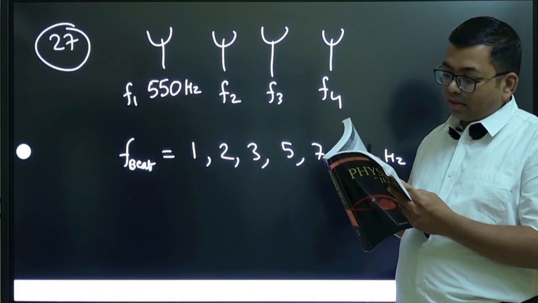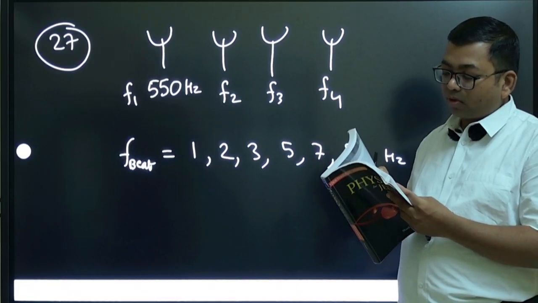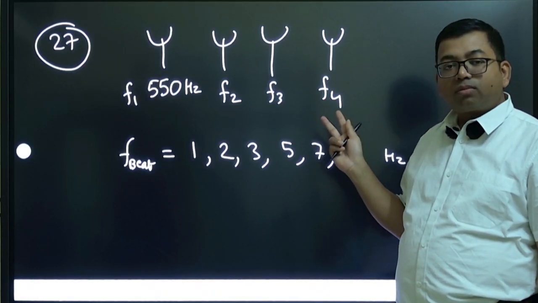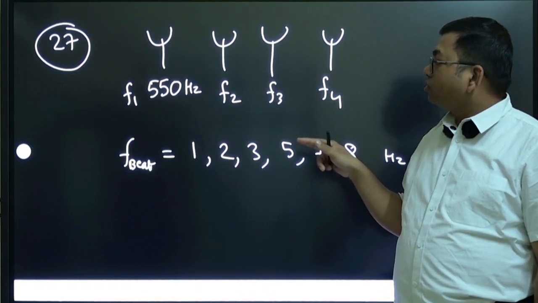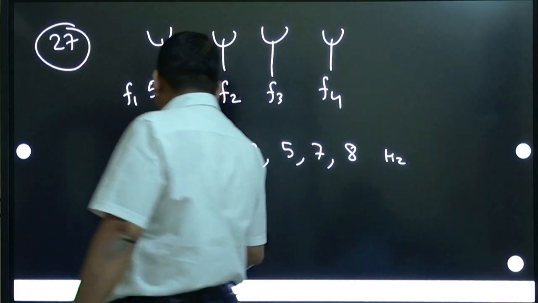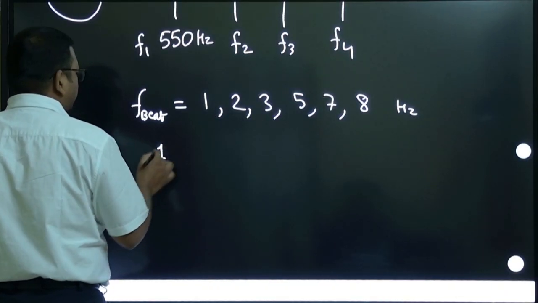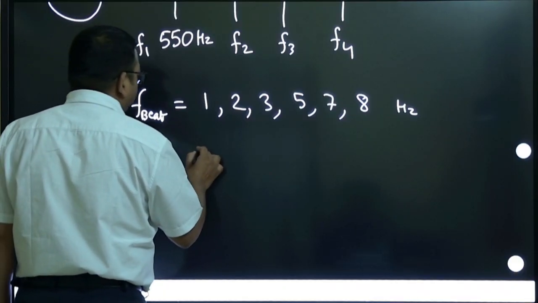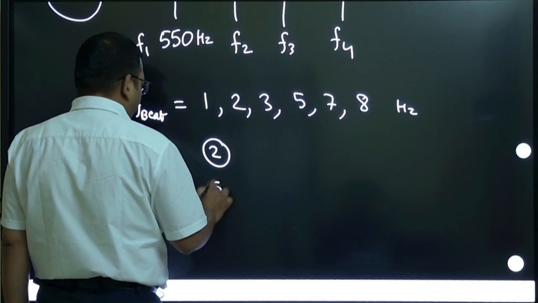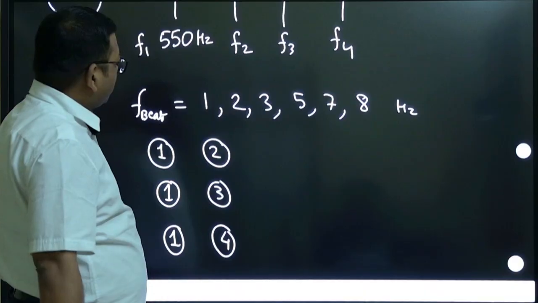By using any two tuning forks, they have not said which tuning fork, but any two. So you can use 1, 2; 1, 3; 1, 4; 2, 3. Let us check how many combinations are possible. First you think like this: suppose I choose the first tuning fork, I can make a group with second, with third, and with fourth. These are possible combinations.